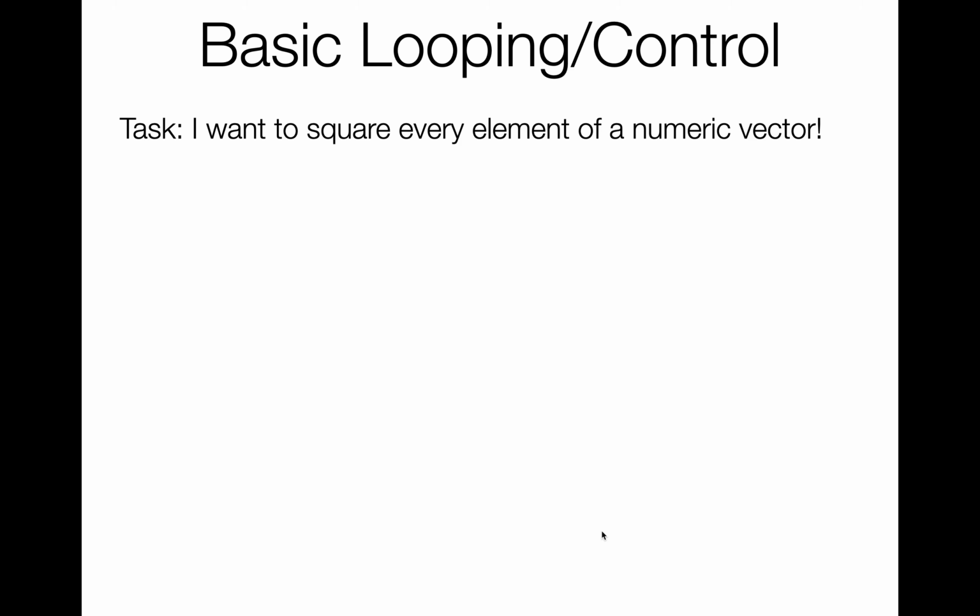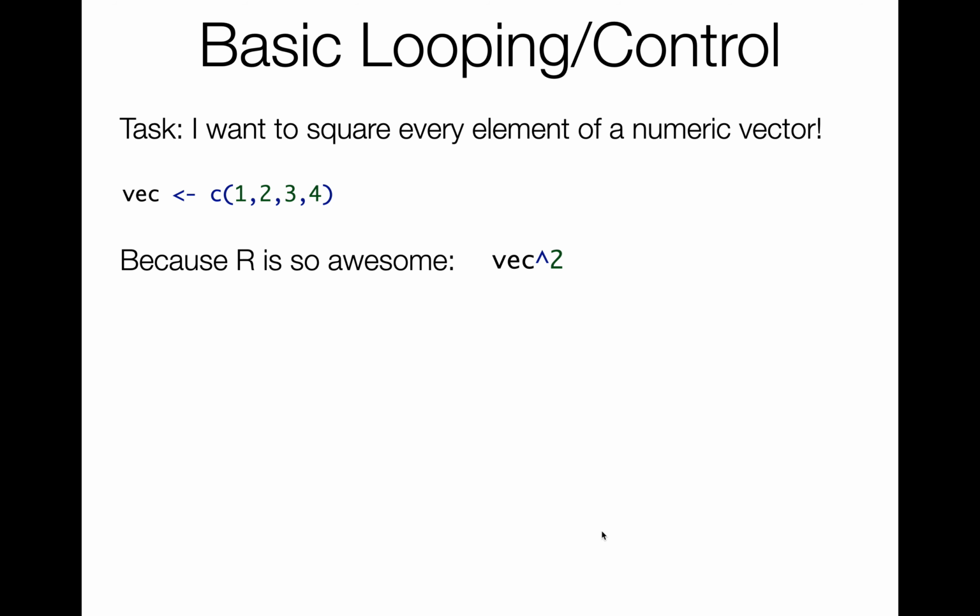Okay, so in R, I've got a vector, and I want to square every element. So suppose, here's my vector. I created a vector of length 4. It's 1, 2, 3, and 4, and I want to square that. That's not really a problem in R because R is so awesome. I think R is awesome. You can just do vector squared.